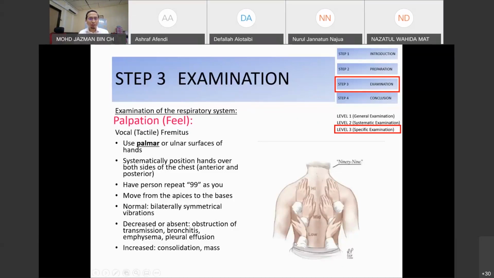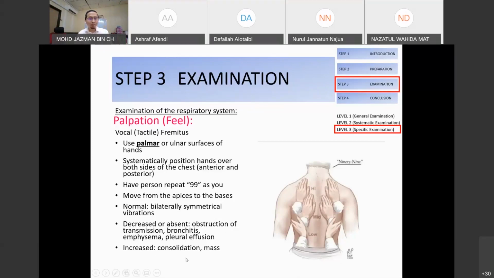So in assessment of vocal parameters, you need to know whether there is a decrease or an increase. You need to assess the symmetry, or compare left and right, up and down. All right. The causes of reduced vocal parameters are obstruction of transmission, bronchitis, emphysema, and pleural effusion.